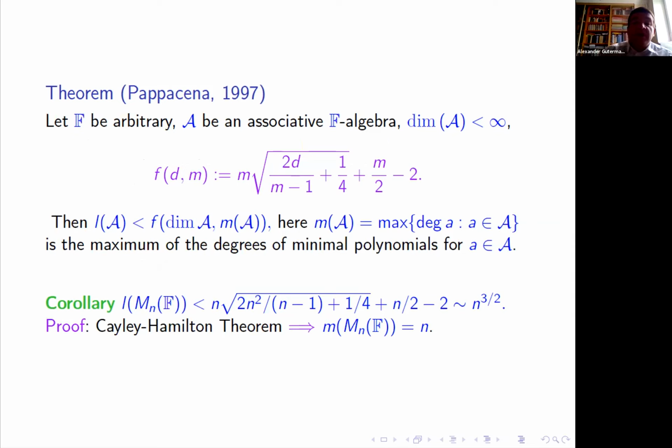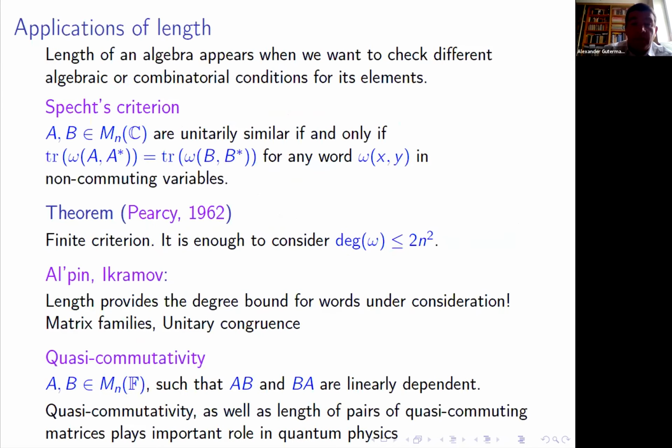Using these two parameters, he established the following bound, which, say, in the case of matrix algebra, is n to the power 1.5, better than quadratic. It is important to have these bounds. As I mentioned, it was already used for tensors, but say in quantum studies, people consider a lot Q-commutative matrices.